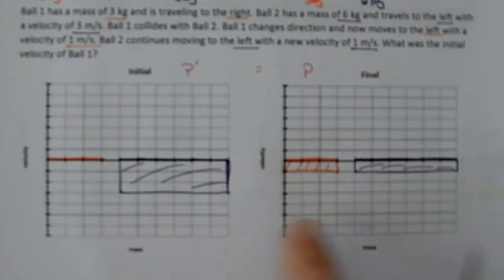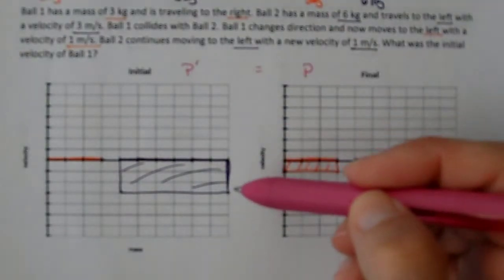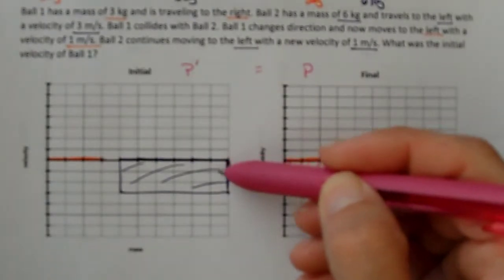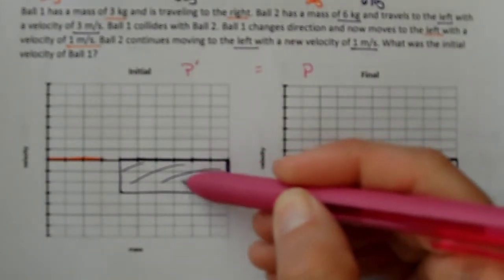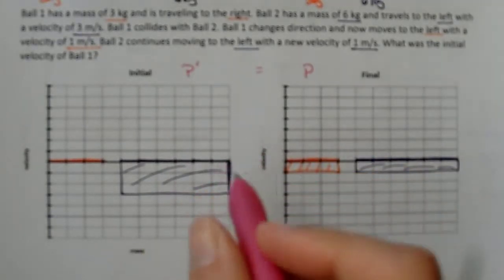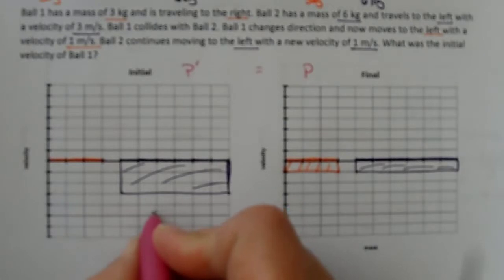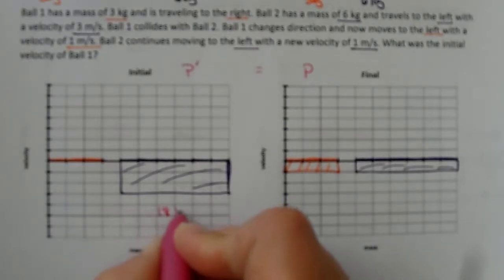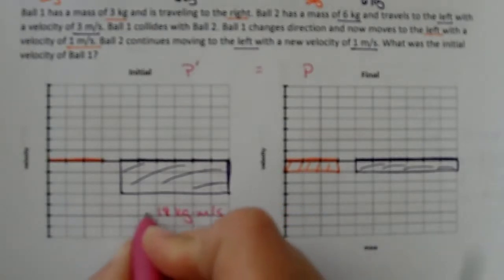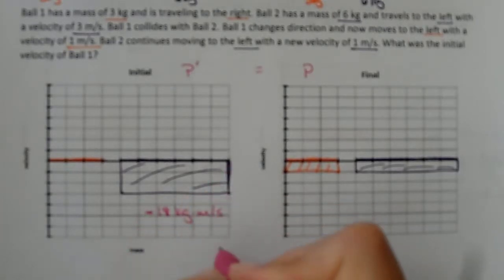Okay. All right, so let's look at our momentums, because remember, the initial momentum is going to be equal to the final momentum of ball 1 and ball 2 together. So we want to look at this. So we've got 3 meters per second times 6 kilograms. And so that's going to give us an 18. And it's going to be negative because our velocity is negative. Okay? So right now we have a negative 18 kilogram meters per second.